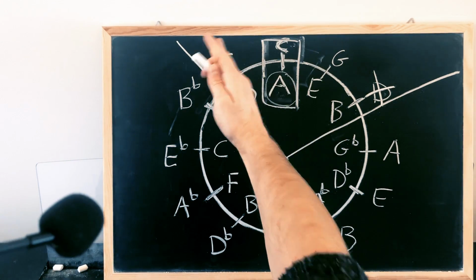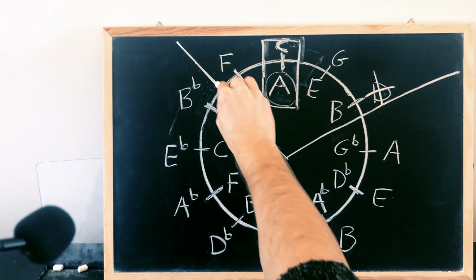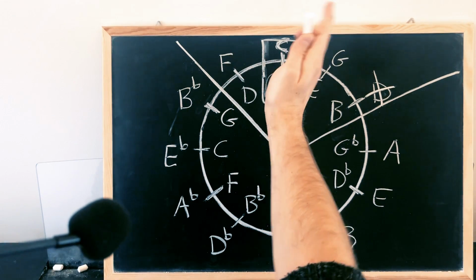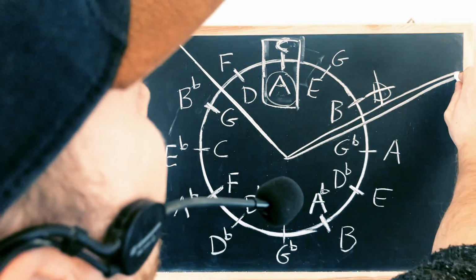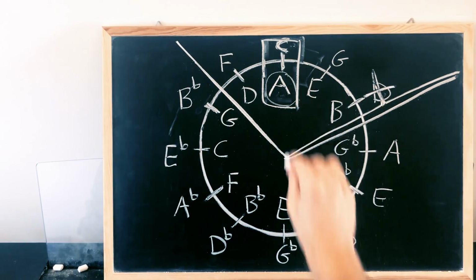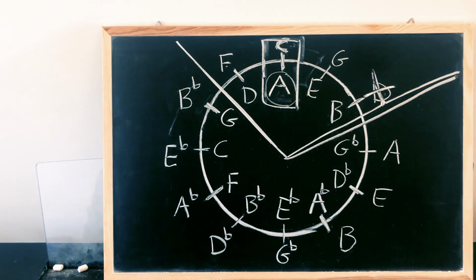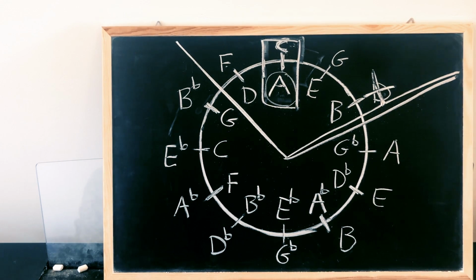I go 1 click to the left or counterclockwise, put a line, then I go back to center, 1, 2 to the right, and I cross out this one, and I'm left with all of the notes A, B, C, D, E, F, and G for my A minor scale. I will do another one just to show you how this works.